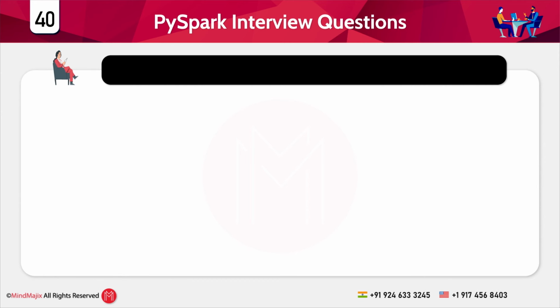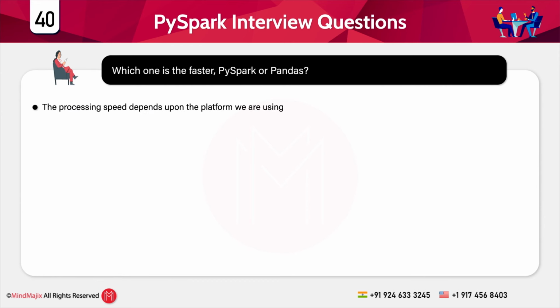The next question is, which one is faster, PySpark or Pandas? The processing speed depends upon the platform we are using to manage the vast amount of data or big data. PySpark is easy to use through its inbuilt API, and this is the reason why it is faster. However, Pandas is not running with an API, and as a result, the rate is slower than PySpark.